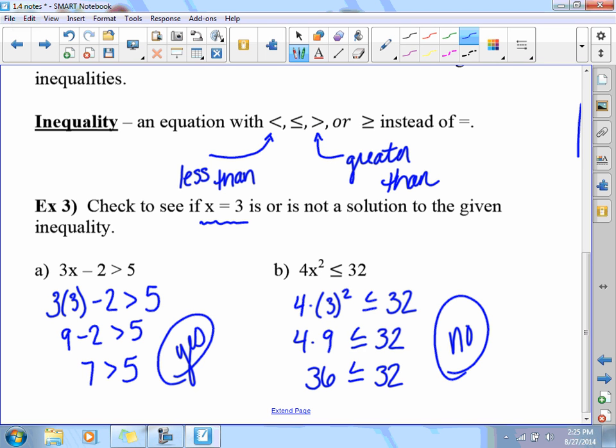Now, if we would have had an expression like 31 is less than 32, that would have been a solution because 31 is less than 32. It's not equal to 32, but it is less than. So as long as one of those conditions is true, then it will be a true statement. But if one of them is not true, or definitely if both of them are not true, then it's not going to be a true statement or solution.